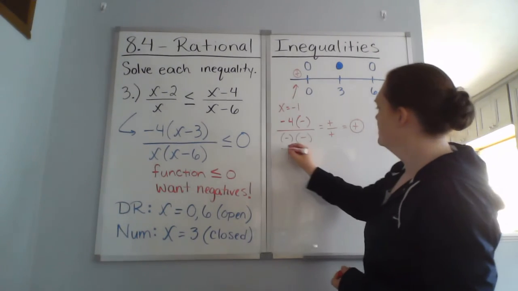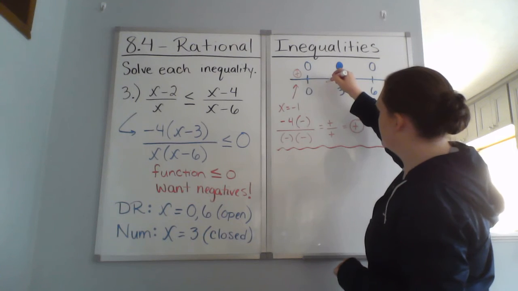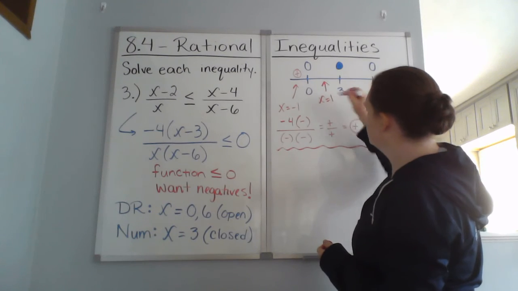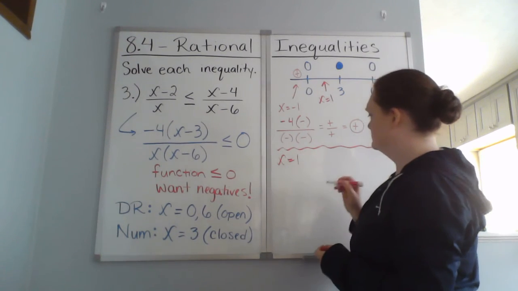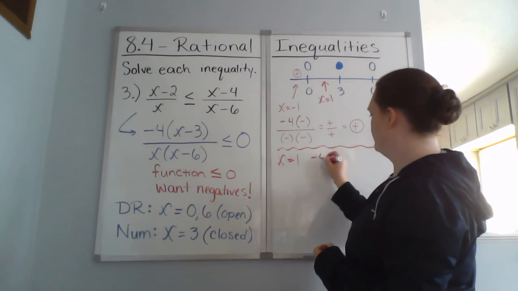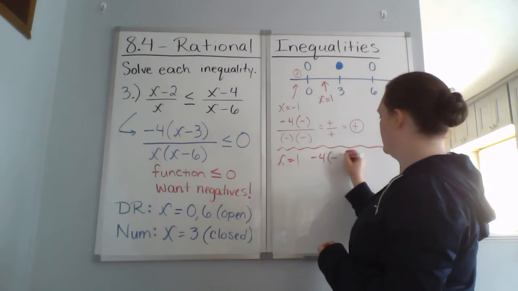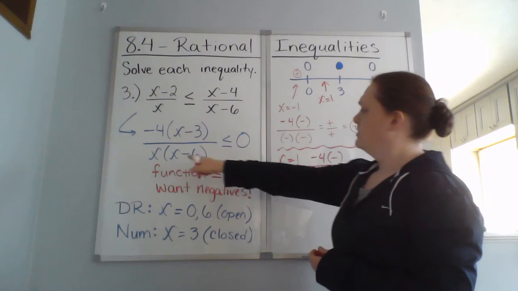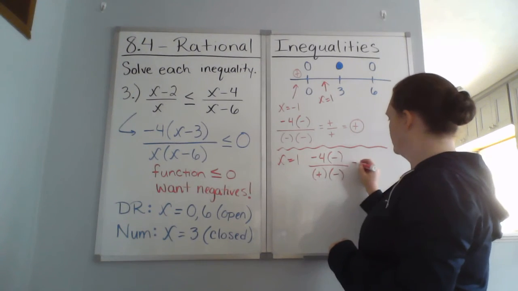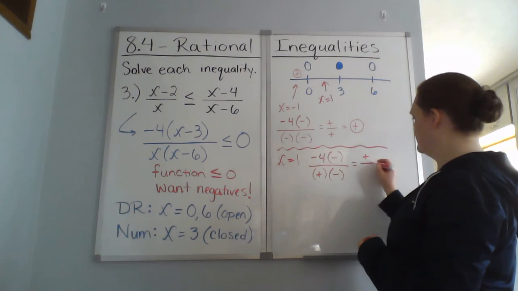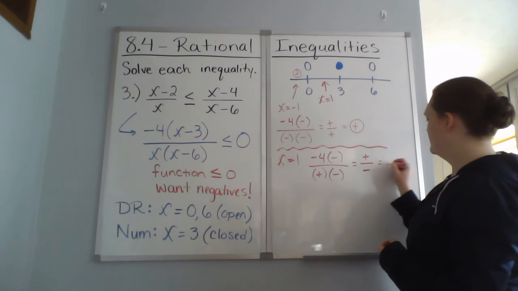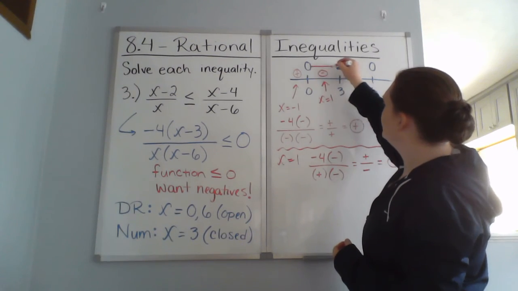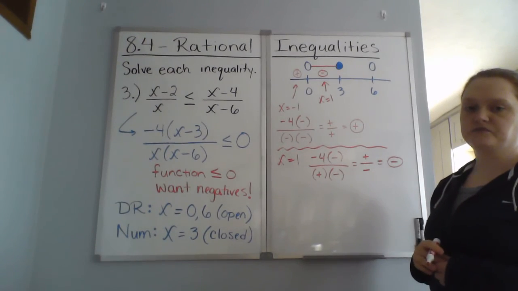All right. New test value. Now I'm going to test right here. So I'm going to try x equals +1 this time. Okay. So I'm going to have -4 times 1 minus 3 is a negative, over +1 is a positive, 1 minus 6 is a negative. Double negative up top is a positive, positive over negative on the bottom is a negative. That comes out to a negative overall. So these are negatives. So we will want this section. That section will work for us.